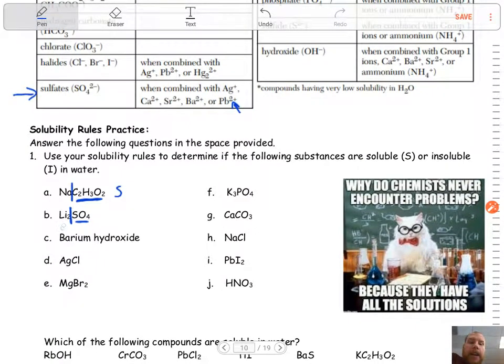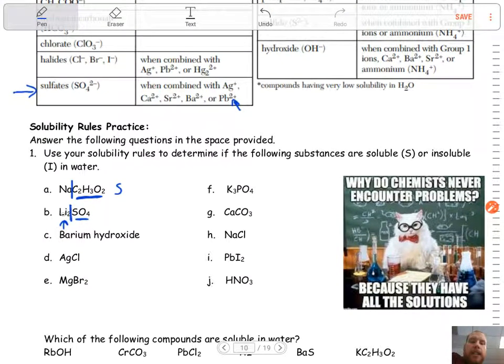So we've got to look, is this one of the exceptions? No, because this is lithium. Lithium is not one of the exceptions, so that makes this compound soluble. If it was one of these exceptions, let's say it was calcium, then it would become insoluble because it was an exception to our rule. Okay, so I want you guys to pause this video. I want you to go through and fill in and try your best at identifying the solubility of letters C through J.